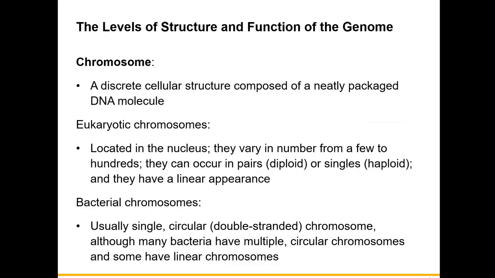So at the level of structure and function of the genome, a chromosome is a discrete cellular structure composed of a neatly packaged DNA molecule. Eukaryotic chromosomes are located in the nucleus. They vary in number from a few to hundreds. If they occur in pairs, they're called diploid. If they occur in singles, they're called haploid, and they have a linear appearance. Whereas the bacterial chromosome is usually a singular, circular, double-stranded chromosome, although many bacteria can have multiple chromosomes, or they can have some linear.